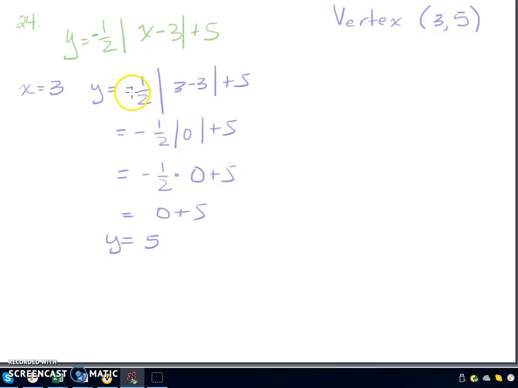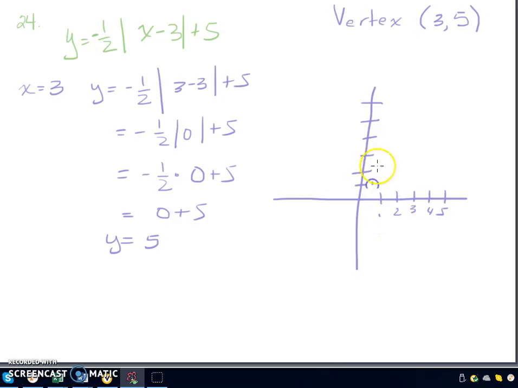It is a half and it is negative, so we know it's going to be fatter than normal. So we're going to do our graph here. 1, 2, 3, 4, 5, 1, 2, 3, 4, 5, 6. 3, 5 is going to be about right here. It is negative. We know it's going down. It is a half, so we know it's most likely going to be pretty fat. And this is my vertex, 3, 5. And that should do it.